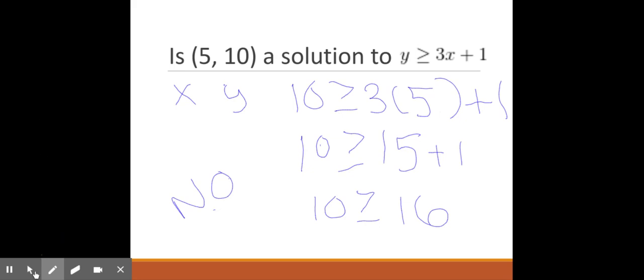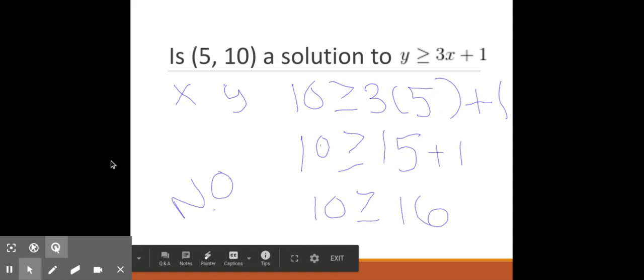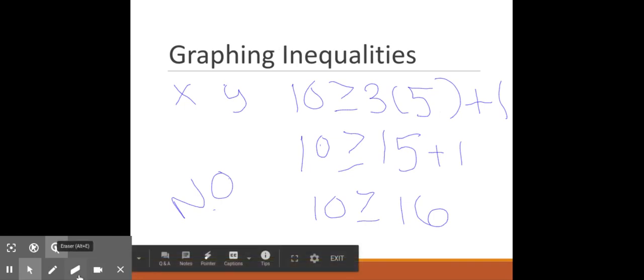All right, the next thing we're going to do is write down the notes on how to actually graph a linear inequality. So I'm going to click this slide and I'm going to erase everything.